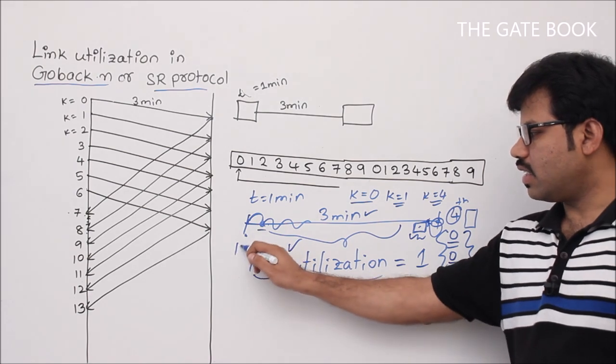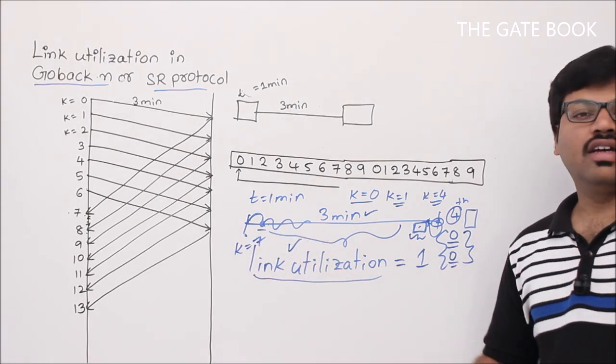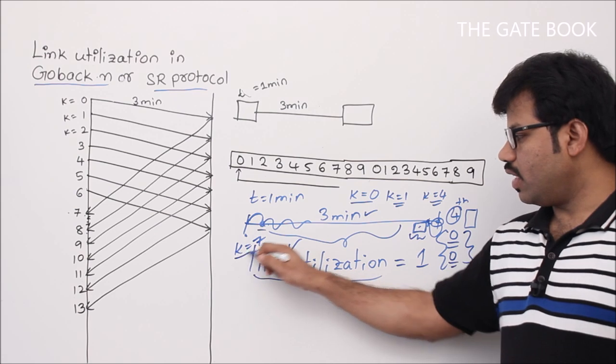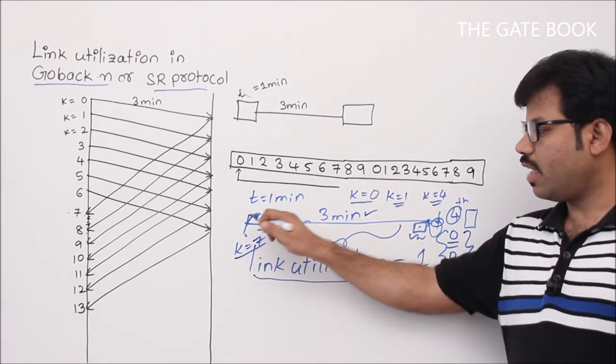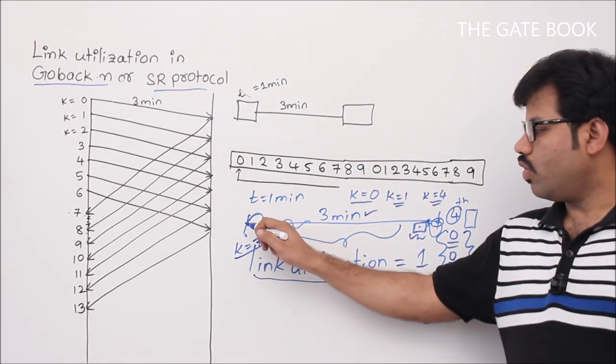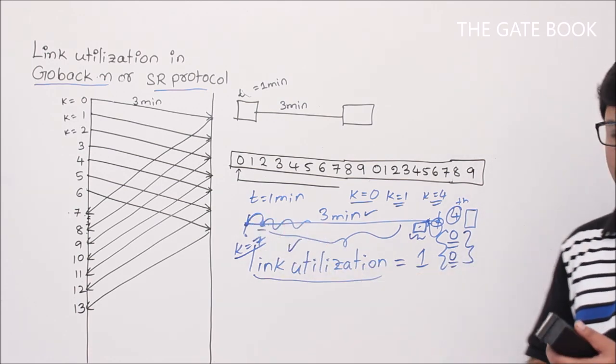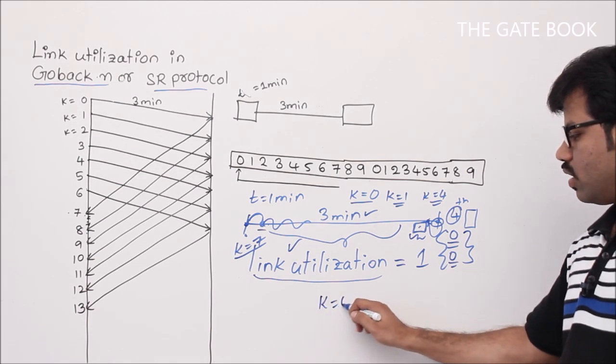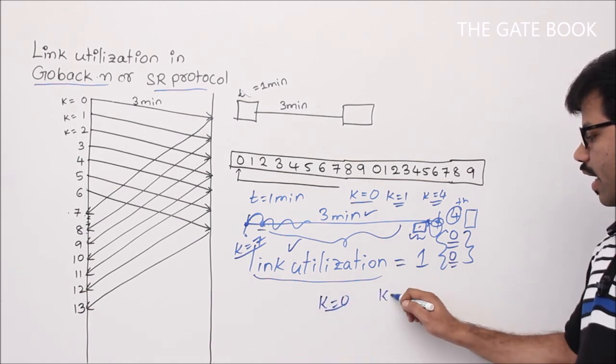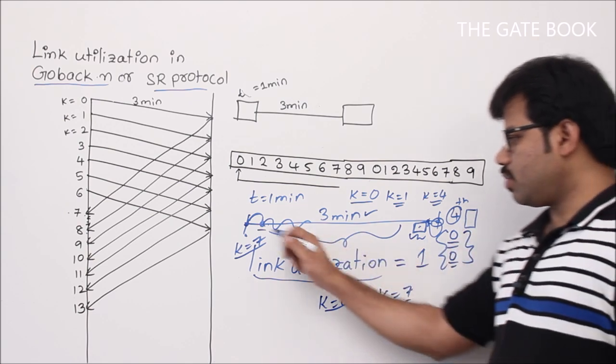So the significance of the 7th minute, or k equal to 7, is that this is the earliest time at which your sender is going to get the acknowledgement. Now remember that at k equal to 0 we started transmitting, and at k equal to 7 we got the acknowledgement.